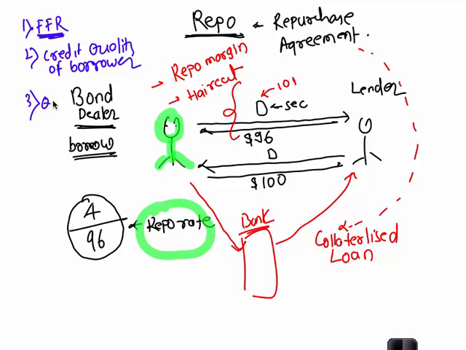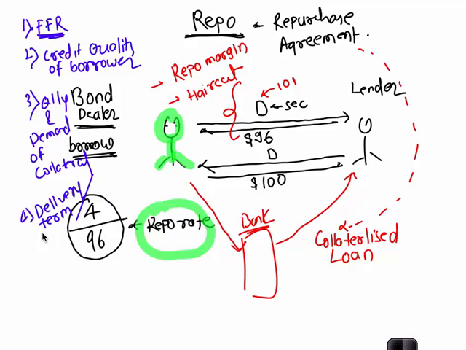Then it is a function of quality and demand of your collateral. So if your collateral is in high demand, repo rate would be lesser. If collateral is in low demand, repo rate would be higher. And it is also a function of delivery terms. So if that security is actually delivered to the lender, it's safer, so repo rate would be lesser. But if the security is not delivered to the lender, then repo rate would be higher.